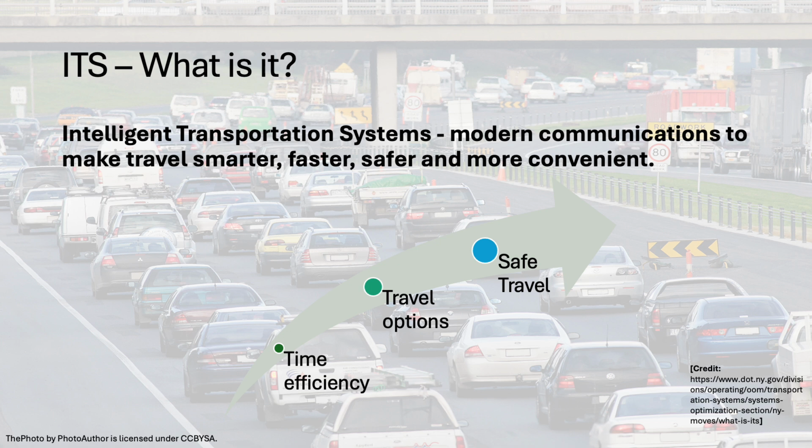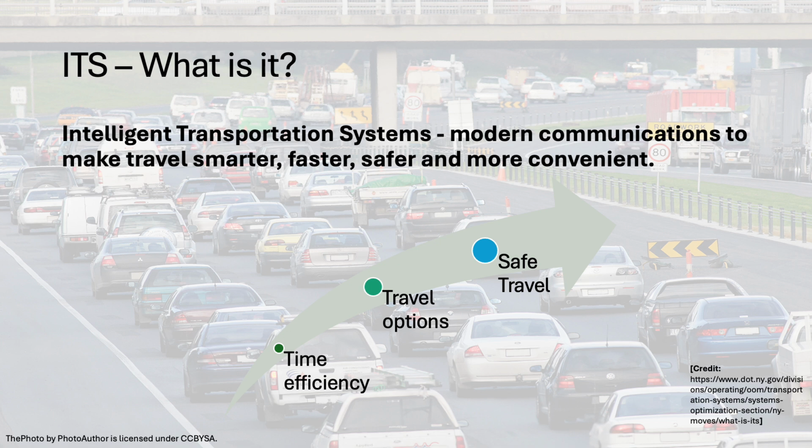So, ITS, what is it? Intelligent Transportation Systems, or ITS, are modern communications to make travel smarter, faster, safer, and more convenient. What we're trying to do with our project is reduce the time taken by a car from point A to point B. In doing this, our project works in such a way that the speed of our car is maintained so that it doesn't stop at red lights, and so it takes the most time efficient way to reach its destination. We do this by detecting other cars and getting information about their speeds and their location. This will be explained in further slides.